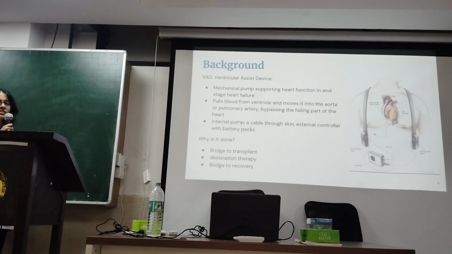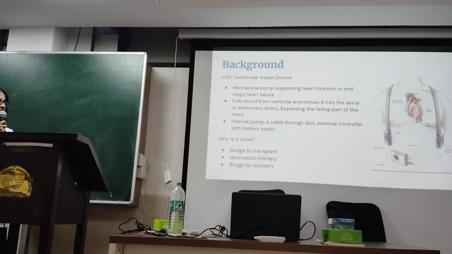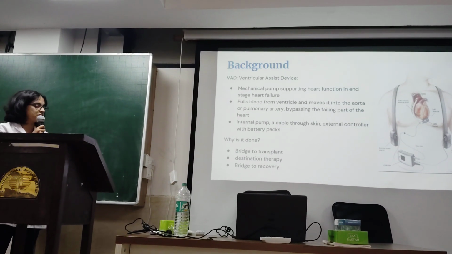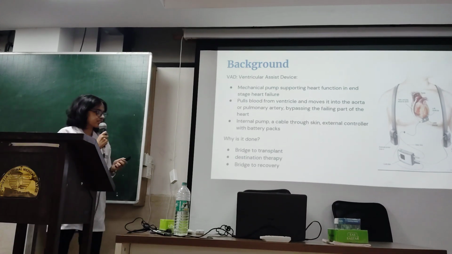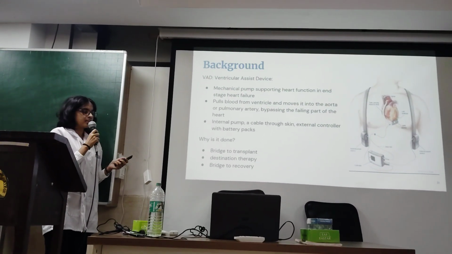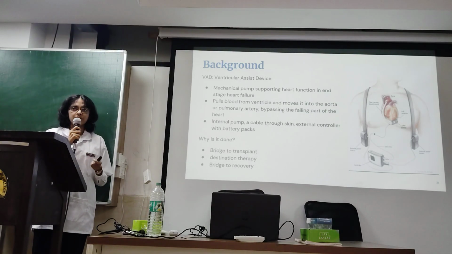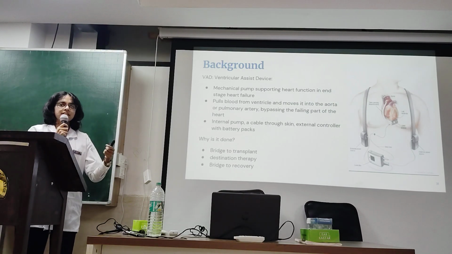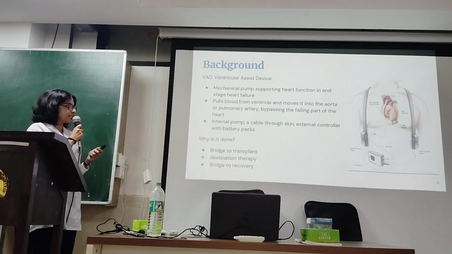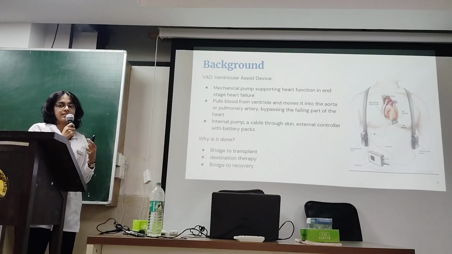It consists of an internal pump, a cable that passes through the skin, and an external controller with battery packs. But why do we use a ventricular assisting device? It is used as a bridge to transplant therapy. So when a person is waiting for heart transplant, when he has gone through cardiac failure, then till the person gets the transplant, a ventricular assisting device can be used for that person.